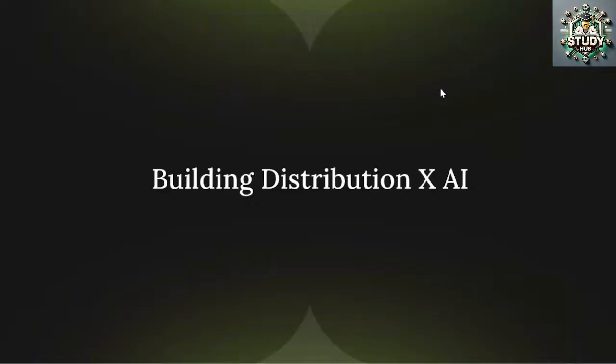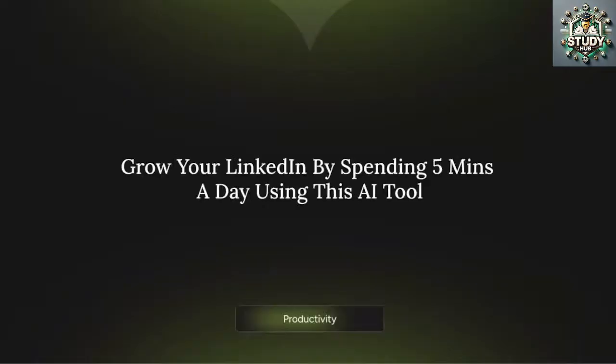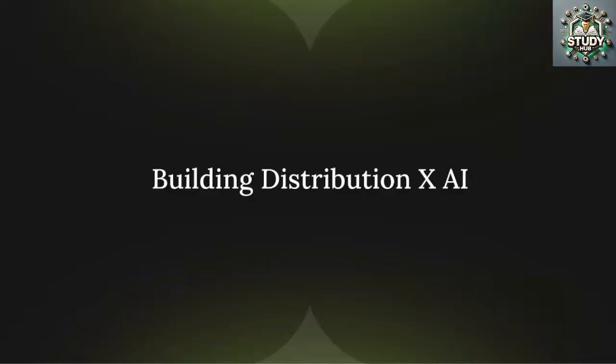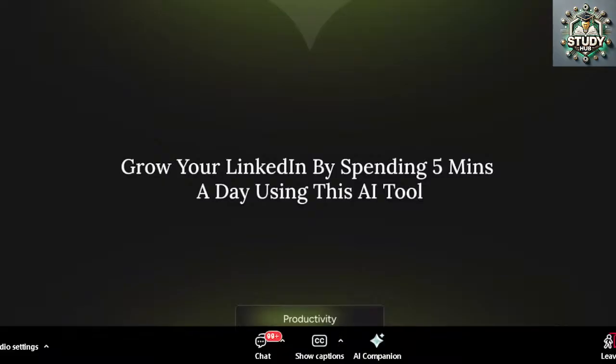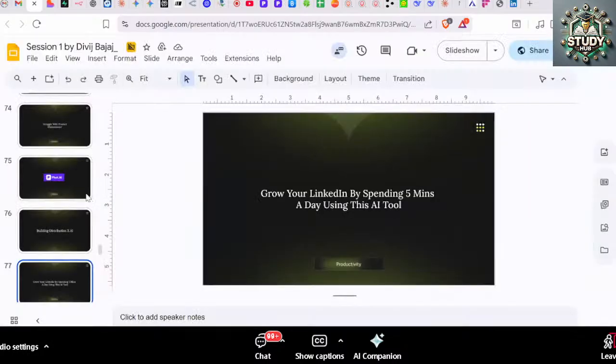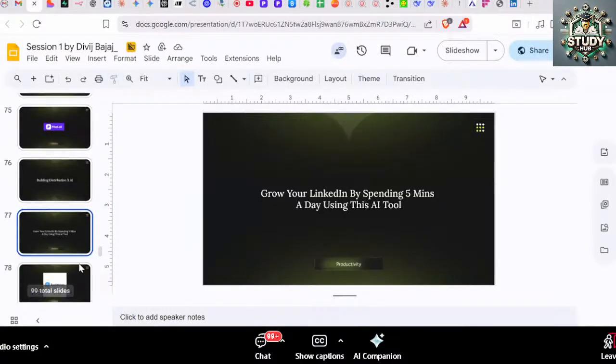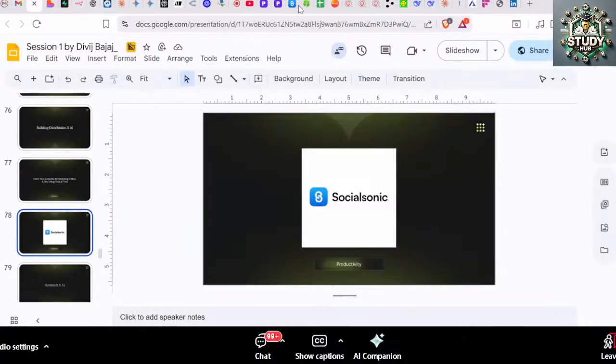Right now, the next one, building distribution with AI. How you can be much more productive, or you can say you are building your profile, your network, and you can generate some leads out of AI, using your network. So, grow LinkedIn. I hope everyone uses LinkedIn and you post a lot of great things on LinkedIn. What is the best tool to research and get a viral post? The one tool you can use is Social Sonic.